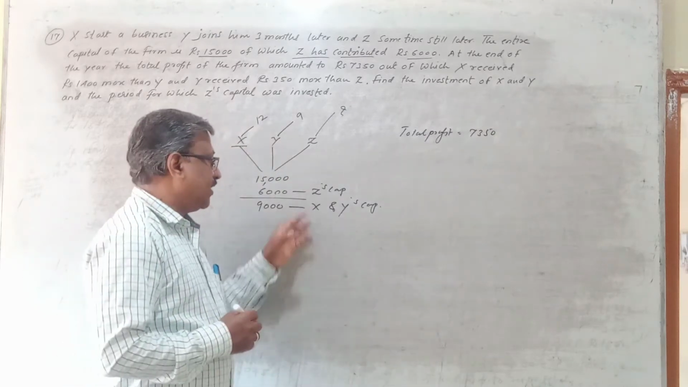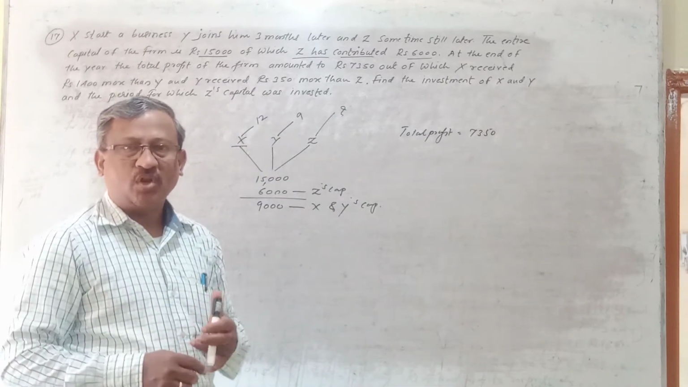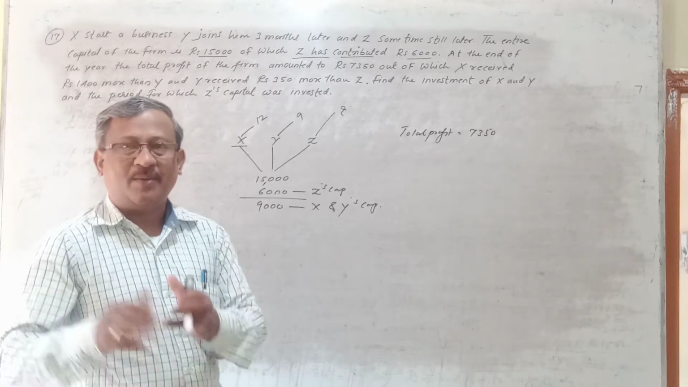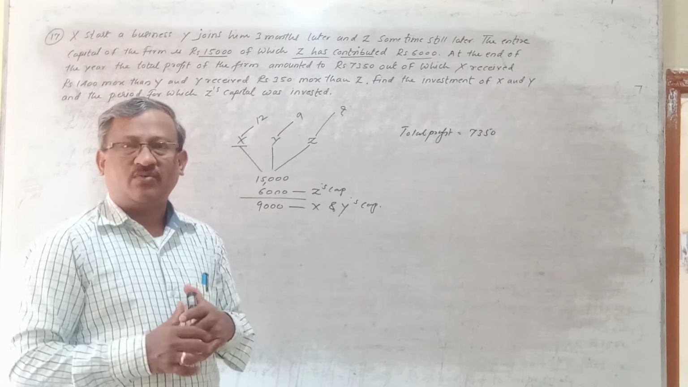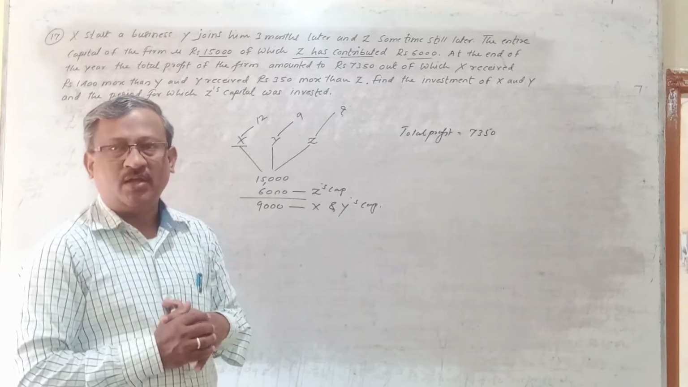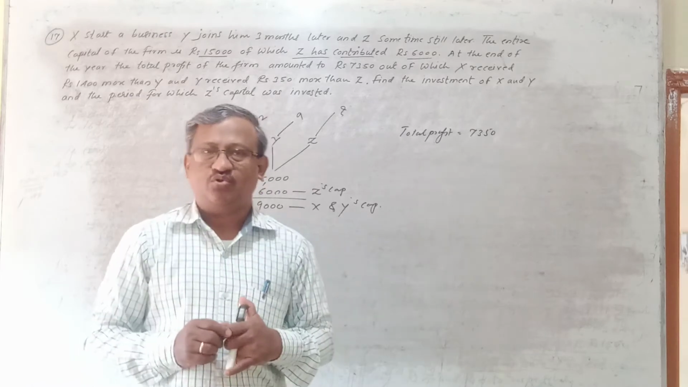To calculate the capital of X and Y, as we did in the previous 2 problems, by using that equation, that is, by putting capital ratio equal to profit sharing ratio, we can easily find out the capital of X and Y. If you want to put capital ratio equal to profit sharing ratio, what do we need?